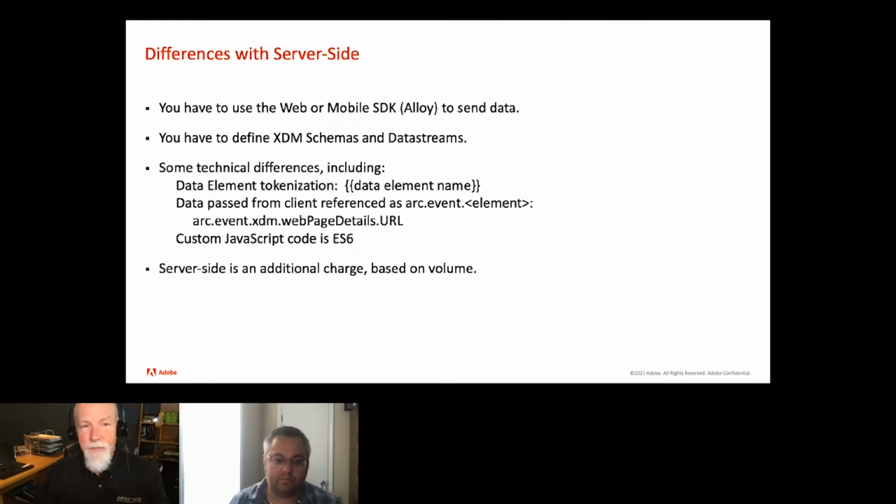There are some technical differences. A couple of key ones I think are interesting are that the data element tokenization has changed. Instead of the percent signs on either side of the data element name, like we had in DTM and Launch, now we've gone to the double curly braces, which I think is a big step in the right direction. And then if you do write custom JavaScript code to execute stuff, while on the client it was ES5, it is ES6 JavaScript up on the server.